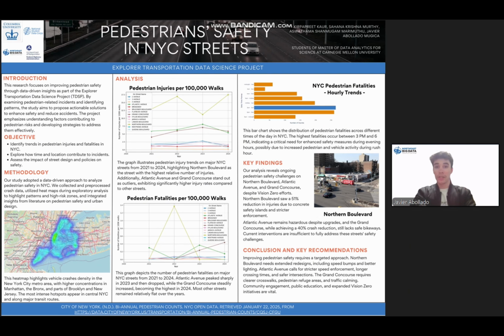Thank you for the introduction, Sahana. For the methodology, we took a data-driven approach to analyze pedestrian safety in New York City. We collected and processed crash data using heat maps to identify high-risk areas. As seen in the map on the bottom left, Manhattan emerged as the highest risk location, an expected outcome given the high pedestrian traffic, which I will discuss in more detail during the analysis.